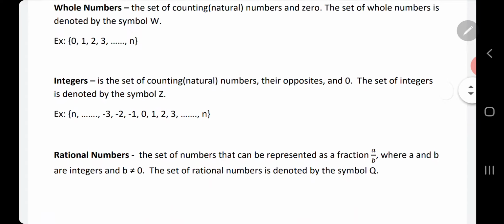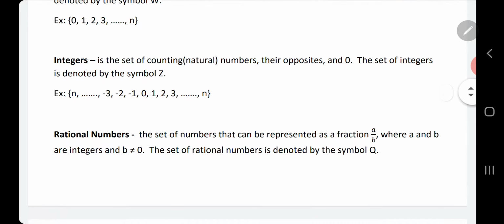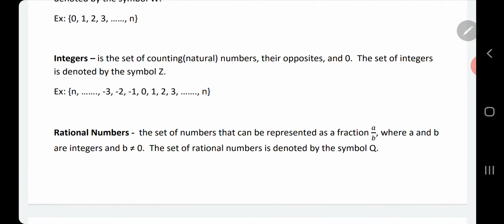Next, we have the integers. The integers is a set of counting natural numbers, their opposites, and 0. The set of integers is denoted by the symbol Z. Example, going on forever all the way up to -3, then -2, -1, 0, 1, 2, 3, and then on forever. So it has the same numbers as the counting numbers and the whole numbers, but then all the negatives as well.